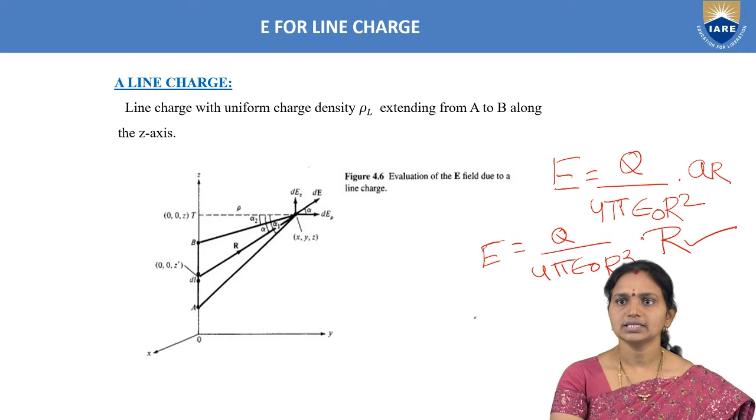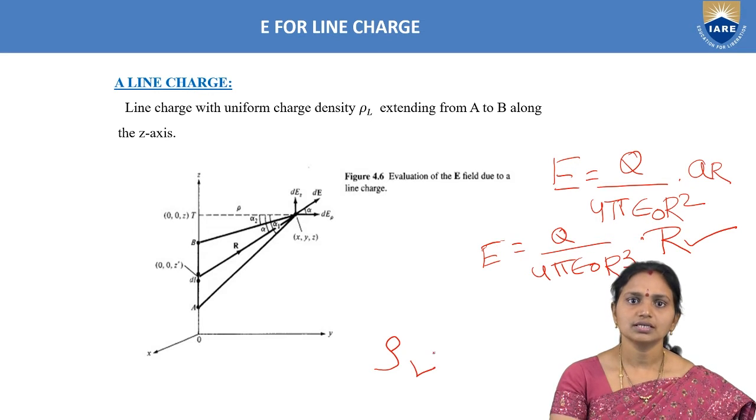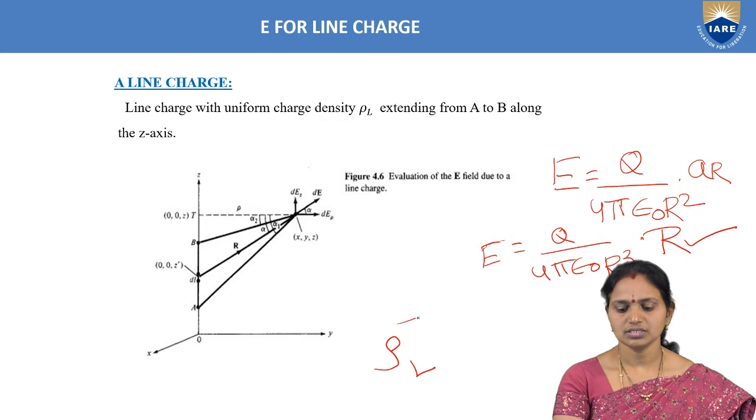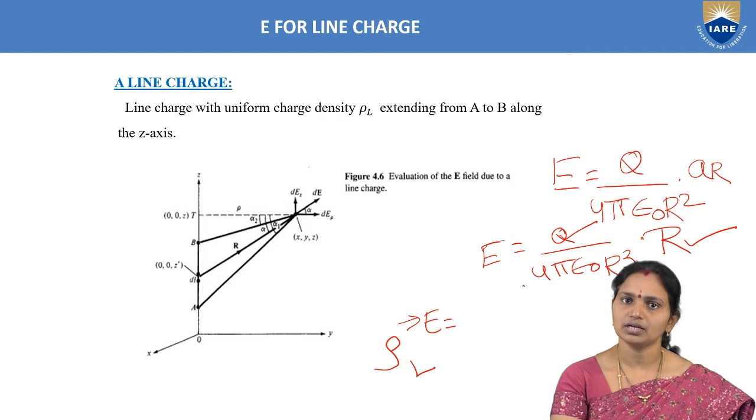Now, our case is line charge. We are trying to get the field strength in terms of line charge. Generally, line charge is represented with the symbol rho suffix s. Here, rho L indicates line charge density. Our aim is to get the equation for electric field strength E in terms of rho L. For that, I would like to replace this Q. As we know the equation for E in terms of point charge Q, I am replacing this Q with rho L, thereby we can get the relation for E in terms of rho L.